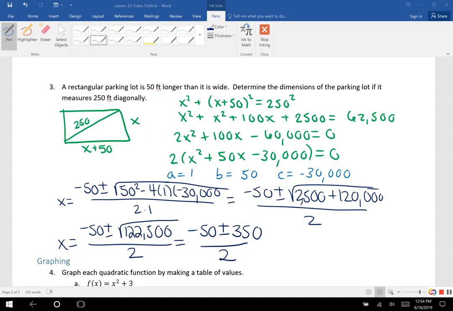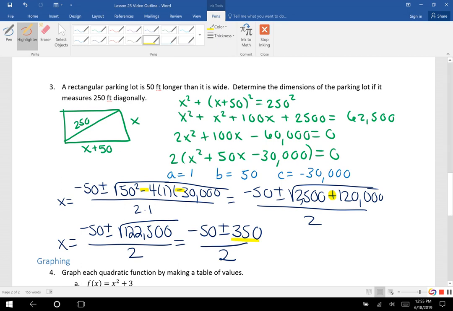So I took those numbers, I plugged them into the quadratic formula. Again, A was 1, B was 50, C is negative 30,000. And then I went through and I did the math. So 50 squared gave me that 2,500. Once again, we've got the minus and the minus, so that turns into a plus. 2,500 plus 120,000 is 122,500. I used my calculator to find out that the square root of that number was just 350.